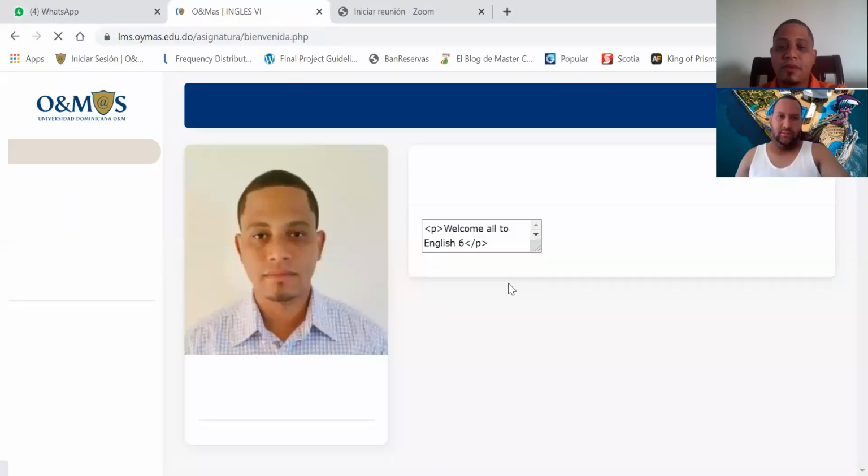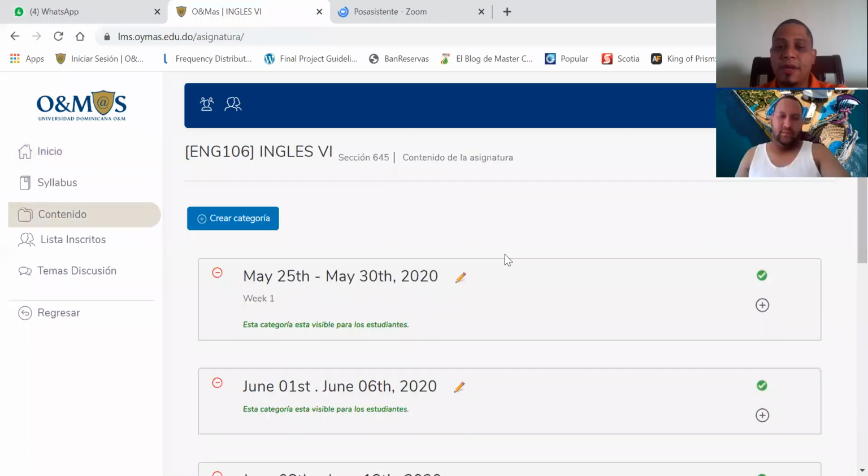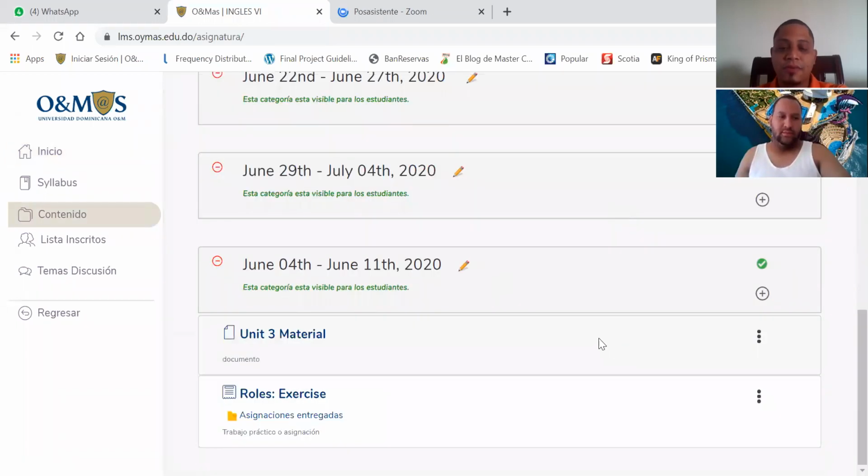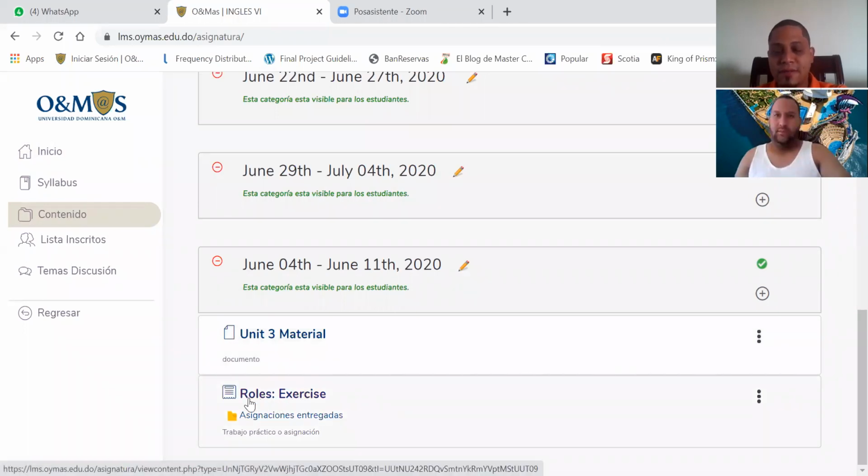Today's session is going to be very short, because there is not a lot to say in regards to the class, because I uploaded the homework and also the material to the platform. And just to show you, if you haven't checked, we have the material for unit number 3, and also we have here an exercise.